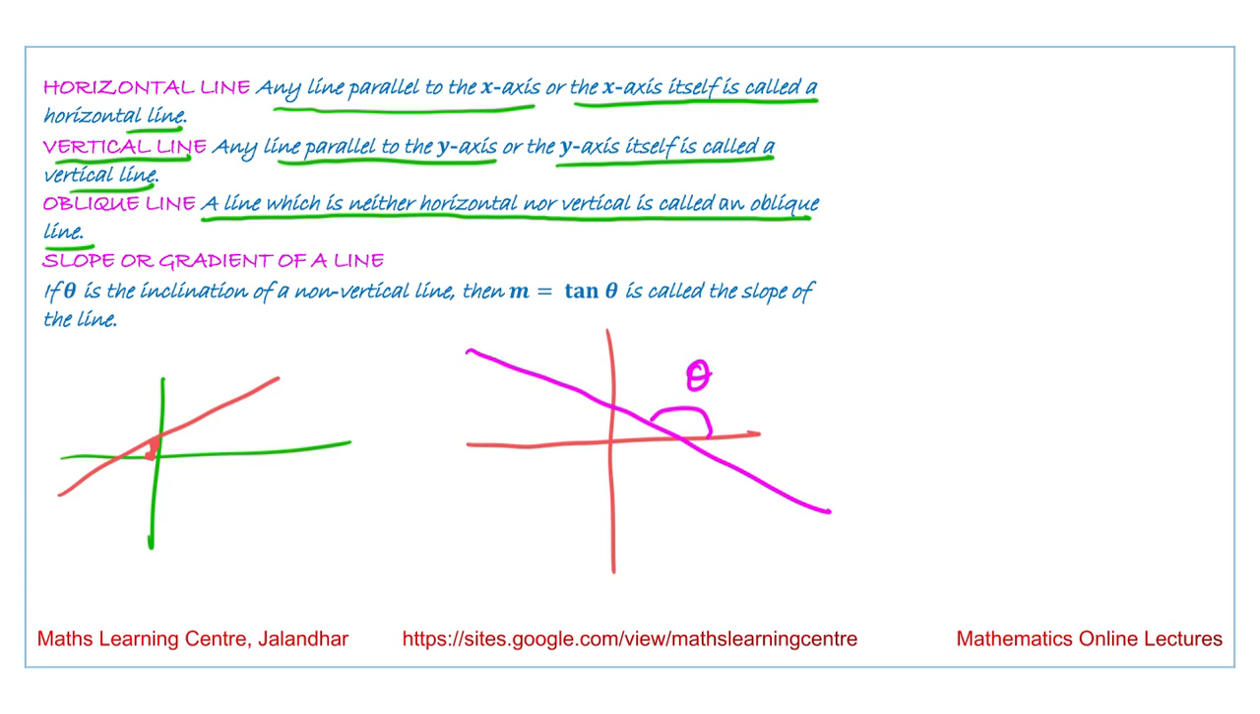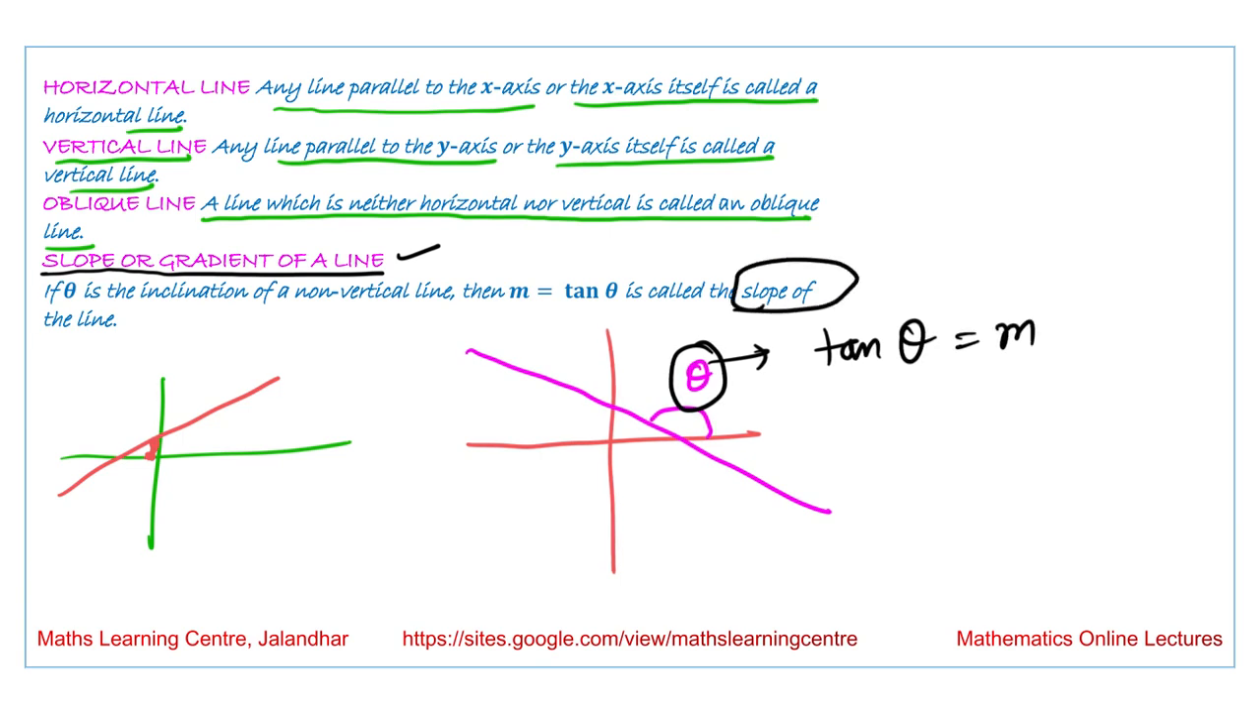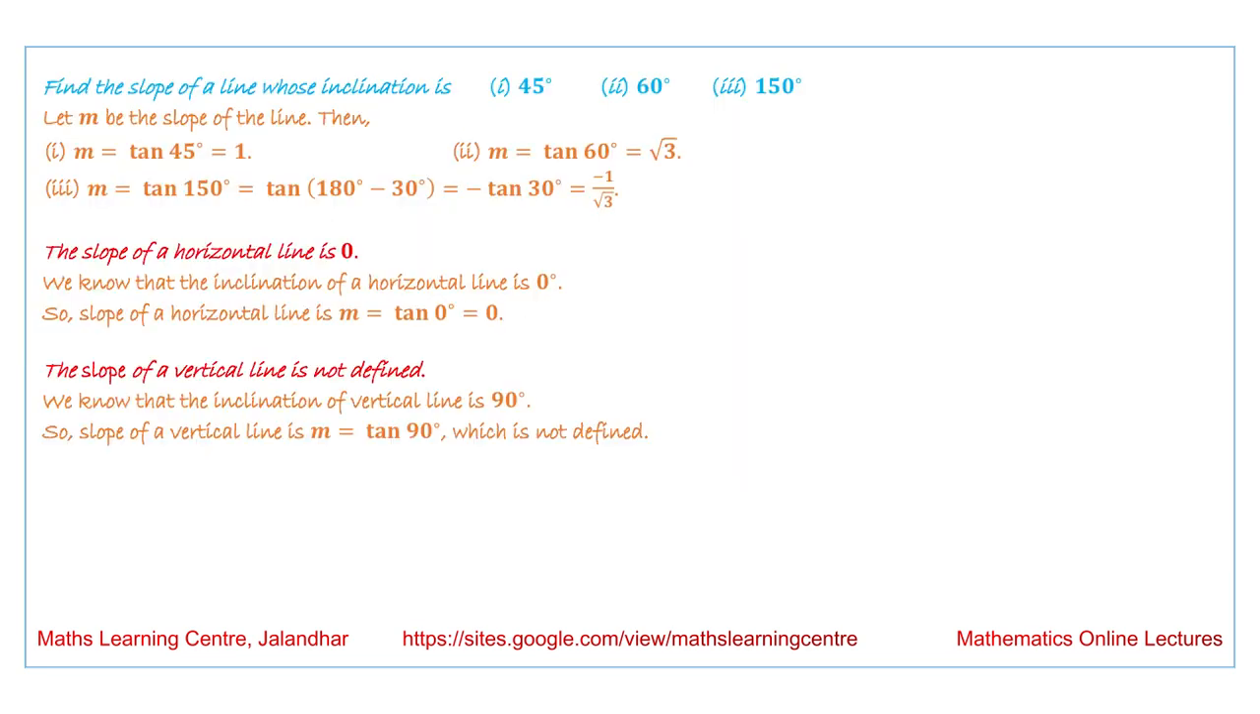Next we have the definition of the slope or gradient of a line. We have seen this is the angle of inclination. The tan of this angle, tan theta, we write as m, and it is called the slope of the line. This m is the slope of this line, it is tan of the angle of inclination. So based upon this, we have the following questions.